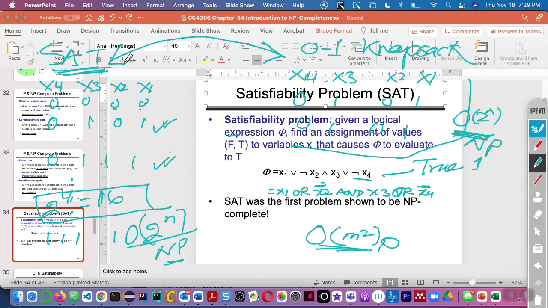Do you understand what I said? If we can show that there is a relation, such that this kind of problem can be converted to this kind of problem, then we know that this kind of problem can be solved in polynomial time. So this can be solved in polynomial time.